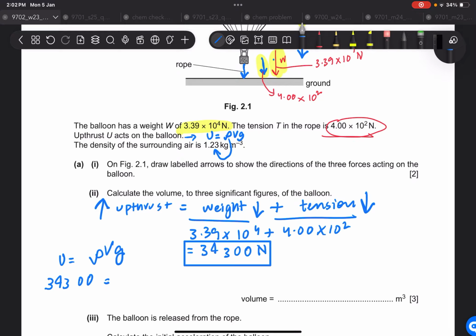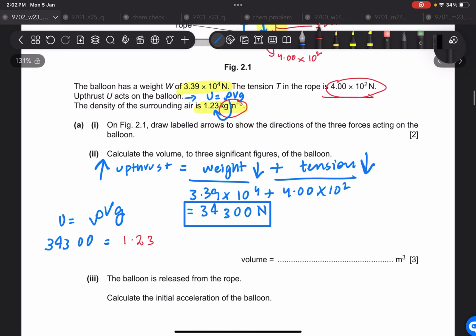34300 equals rho. I'm given a rho. This one's my rho, 1.23 kilogram per meter cube. In physics, you've got to be sure about the SI units. While reading a value, you need to focus on the SI units. Is it in base SI units? Yes, it is. So 1.23 kilogram per meter cubed, times my volume, which I don't know, times my gravitational field strength, which is 9.81.